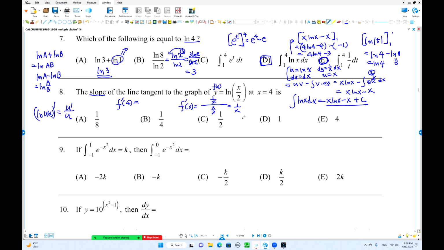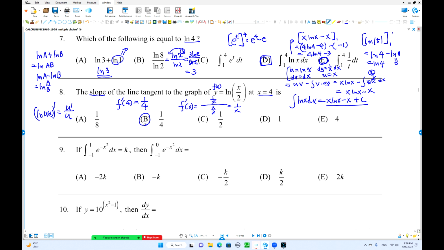Now, what is the slope at x equals 4? Put this number 4 there, 1 over 4, right? That's the slope of the tangent line at x equals 4. 1/4 is the answer.